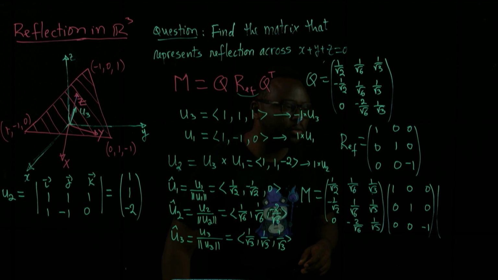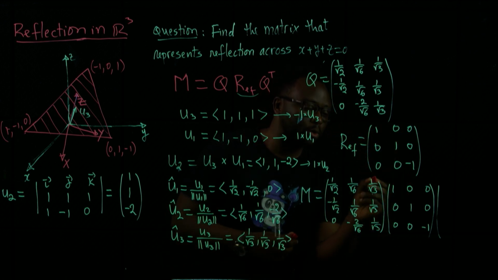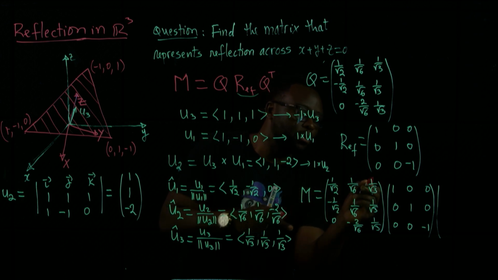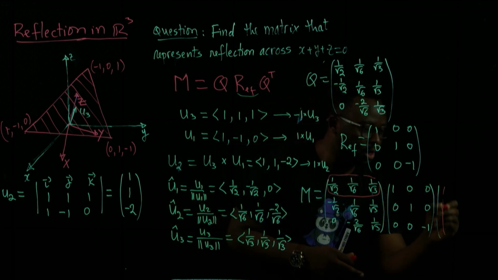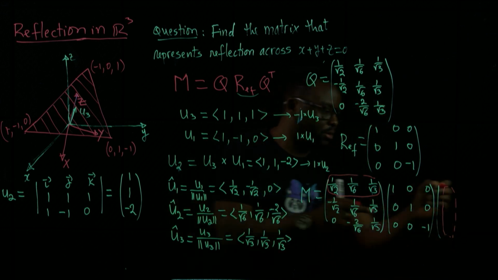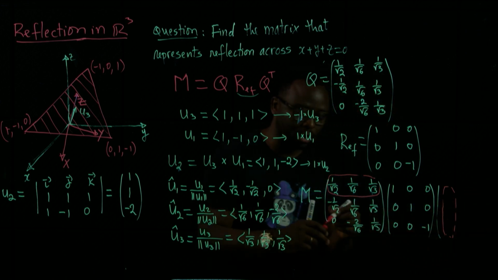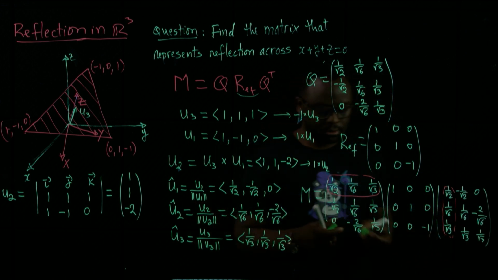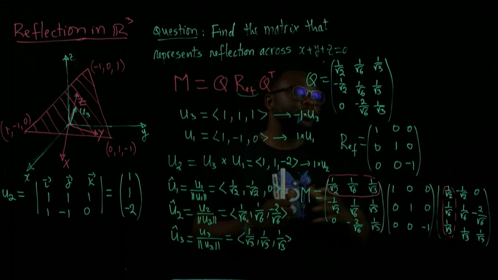So for the transpose, if you forget how to find the transpose, remember that for the transpose of Q, the first row becomes the first column, okay? And so on, the second row will become the second column, and the third row will become the third column. That is the transpose of a matrix. All right, this is what we obtained.